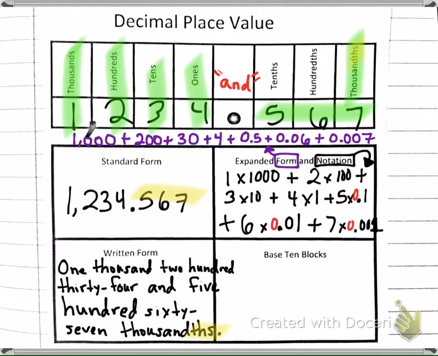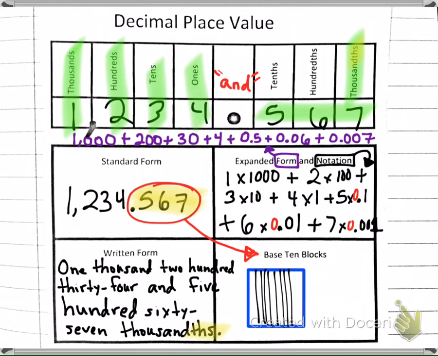So now we're going to talk about the base 10 blocks, but only for this decimal part, the numbers that are behind the decimal point. I'm going to show you how to model that using base 10 blocks. So we have 5 tenths, a 6 in the hundredths place, and a 7 in the thousandths place. To use base 10 blocks, I'm going to make one big square which represents one whole. I'm going to cut it into 10 sections with 9 lines, and then I'm going to color in 5 of those because that will give me 5 tenths.